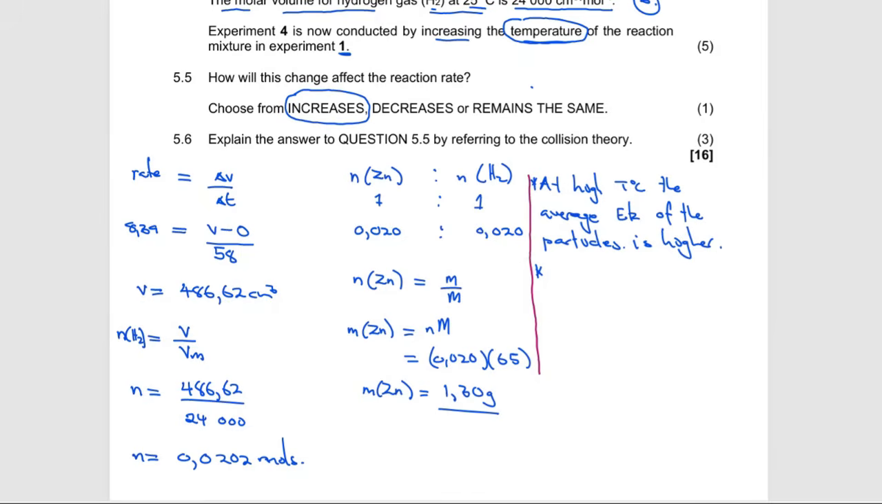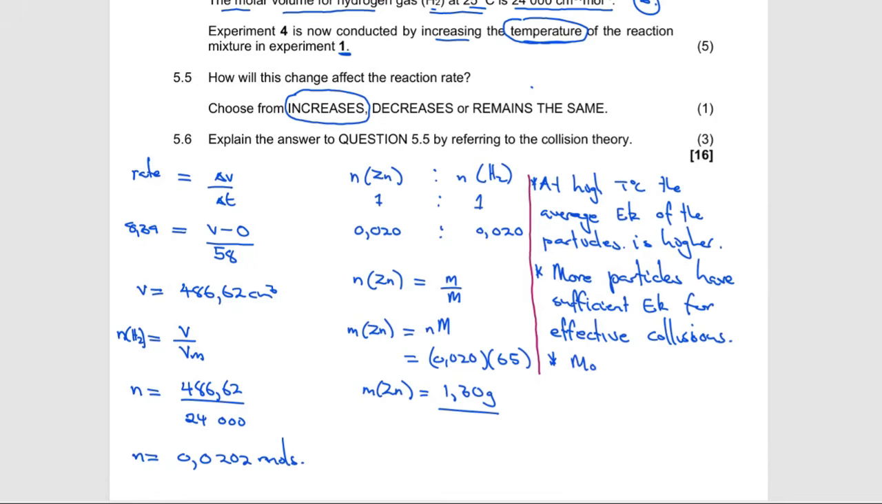Then the second bullet: more particles have sufficient EK, which is our kinetic energy, for effective collisions. Then after that, I'm going to say what is going to happen.